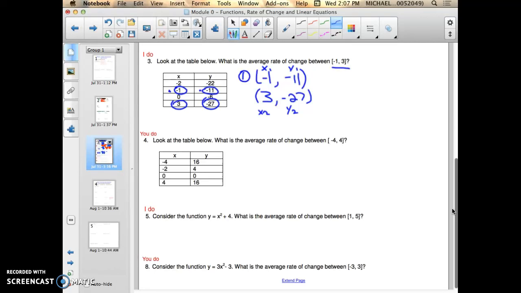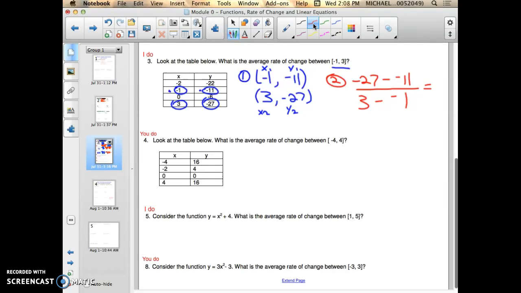So x2, y2. I did step 1. I've identified my y values. Now moving on to step 2, I'm going to input them into my average rate of change formula. y2 minus y1, so -27 minus -11 over 3 minus -1. I guarantee someone will forget to put minus and negative here, -27 minus a -11, or 3 minus a -1, so you will get the wrong answer if you're working through one of these problems. Please always be careful about working with your negatives.